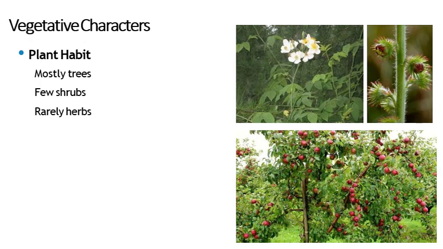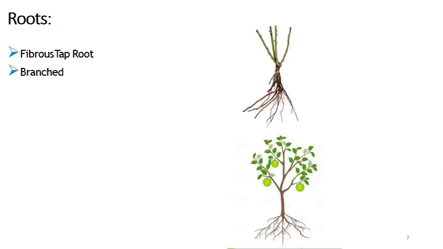Some are shrubs that are woody green plants whose main stem cannot be distinguished from its branches. And rarely, some plants are herbs that are annual green small-sized plants. The next vegetative character is root. Basically, the Rosaceae family exhibits taproot, and it might be fibrous or branched. Taproot is the root that directly arises from the seed, and fibrous taproot is the long and slender taproot with slender branches.